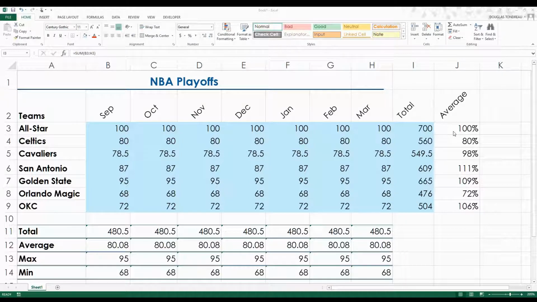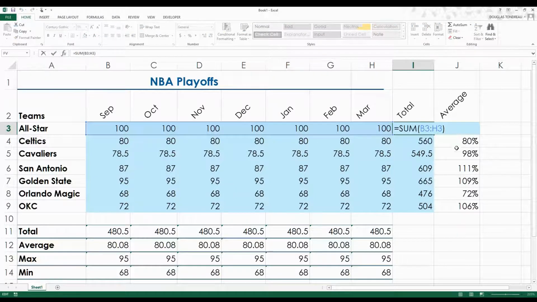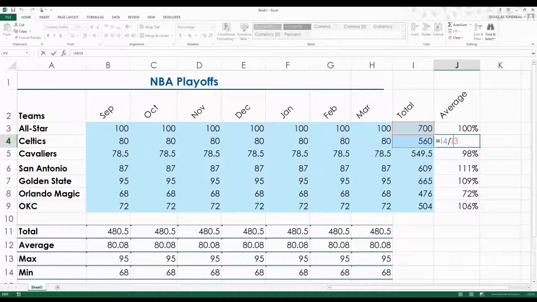That is actually correct. Right now, what we're using is what's known as a relative function. So if I double click on Celtics, you will notice that Celtics total score is being divided by the All-Star score, right? Just think about the All-Star score being the max. That's the highest possible total number of points you can get. However, as I go down to Cavaliers, Cavaliers score is being divided by Celtics, right? San Antonio score is being divided by Cavaliers.